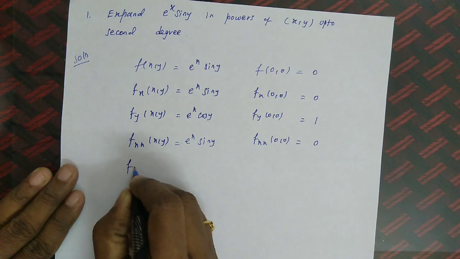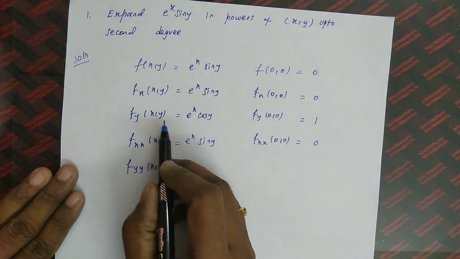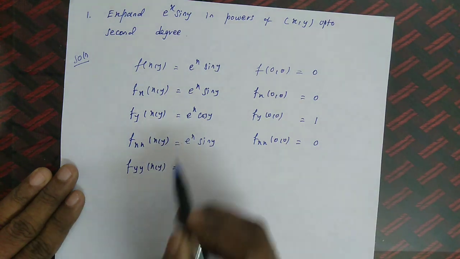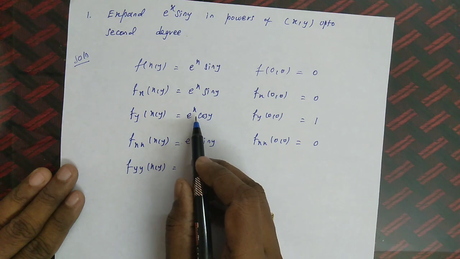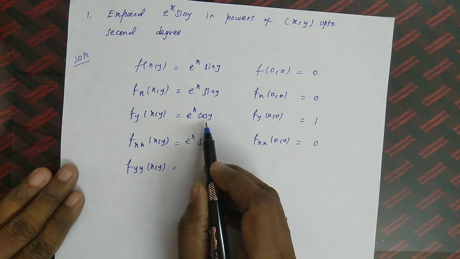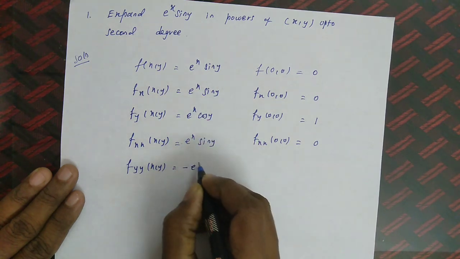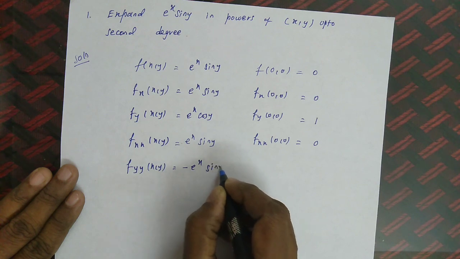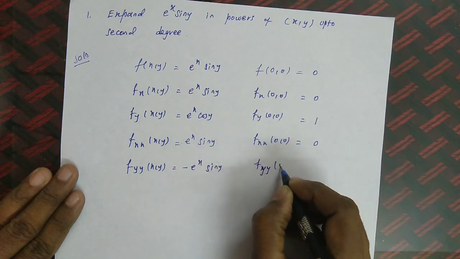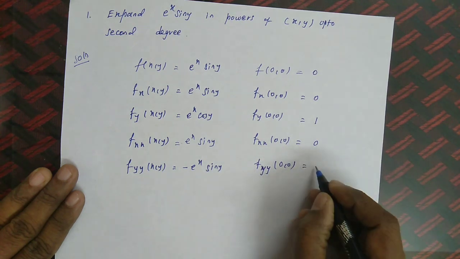Then fyy of x comma y. Already we got fy. This function we are supposed to differentiate with respect to y. Okay, differentiate with respect to y. So what will happen? Treat the e power x as constant and differentiation of cos y is minus sin y. So here it is minus e power x sin y. Again substituting x as 0, y is also 0. So what will happen? Sin 0 is 0, 0 into anything is 0.